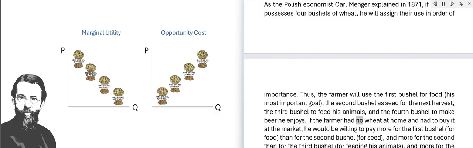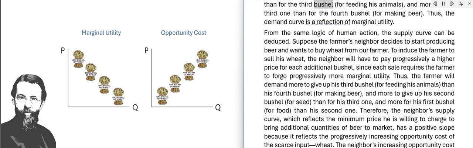If the farmer had no wheat at home and had to buy it at the market, he would be willing to pay more for the first bushel, for food, than for the second bushel, for seed, and more for the second than for the third bushel, for feeding his animals, and more for the third one than for the fourth bushel, for making beer. Thus, the demand curve is a reflection of marginal utility.